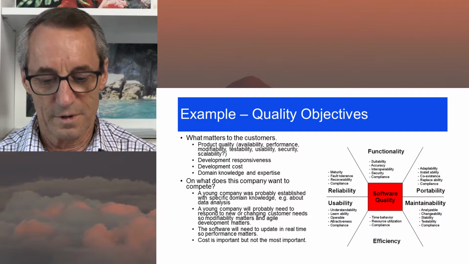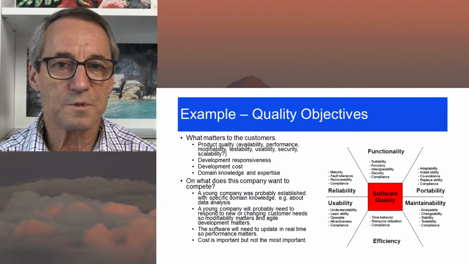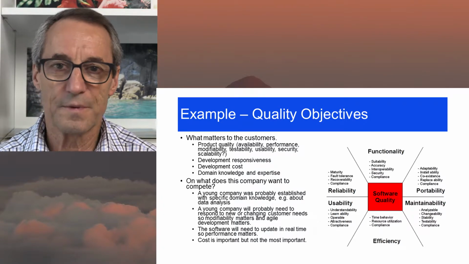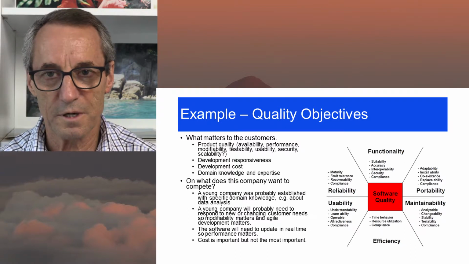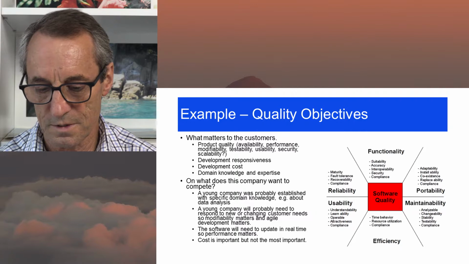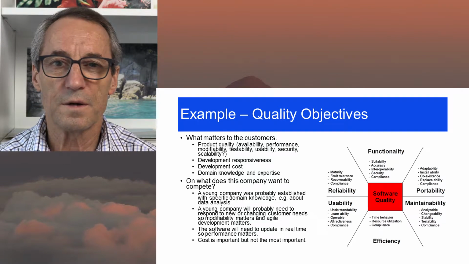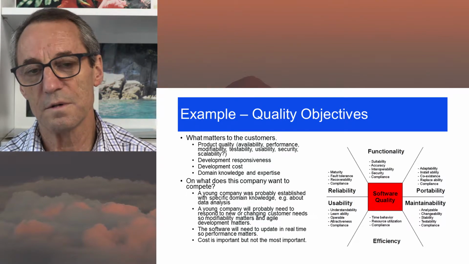To do that, you're going to have to figure out which quality objectives matter to this company. There are different taxonomies of quality objectives. I've taken the one that's currently in ISO 25010.